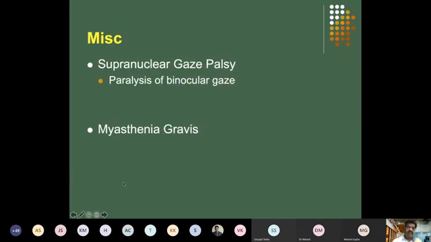And there can be a supranuclear gaze palsy. Again, in this there is a paralysis of binocular gaze. In both sides, both eyes' lateral gaze may be affected, or both eyes' medial gaze may be affected, or one of the up gazes. And again, this is due to a central nervous system problem and has to be neuroimaged. And when any squint is not fitting in any category, think about this.